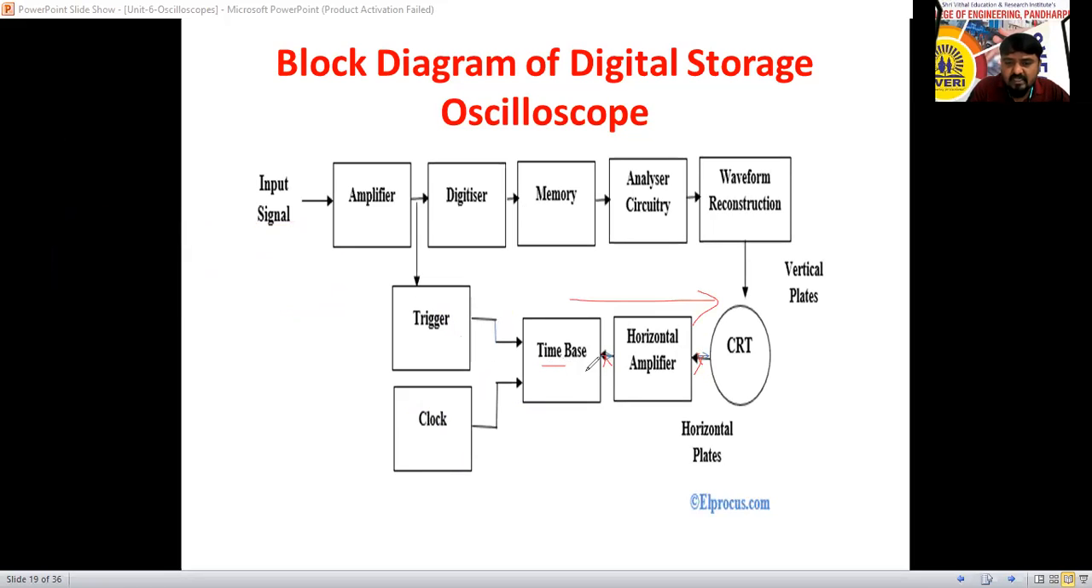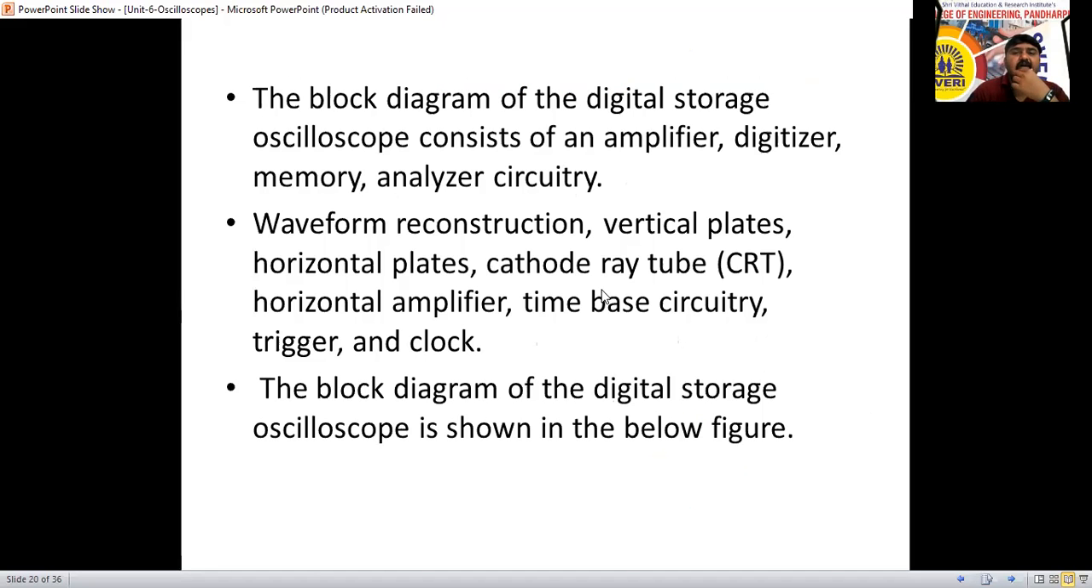From the output of this time base we are going to get the time, which will be applied to the horizontal amplifier. It is going to amplify the x-axis signal, and it will give it to the horizontal plates here. Now this CRT is going to display that part. So this is the simple block diagram of the DSO, digital storage oscilloscope.